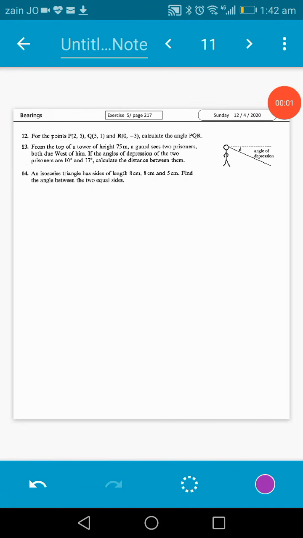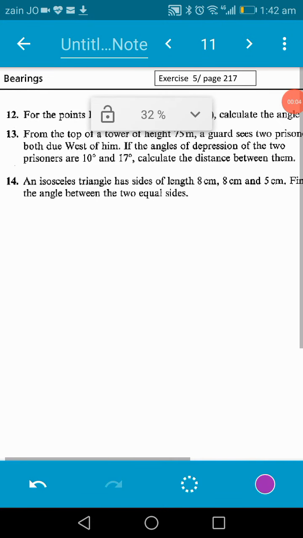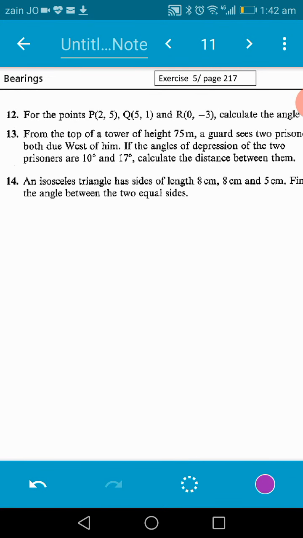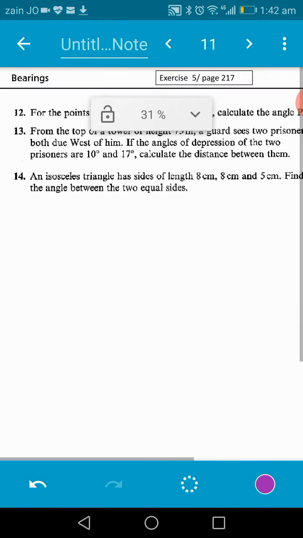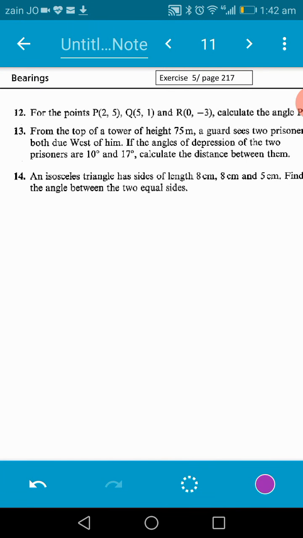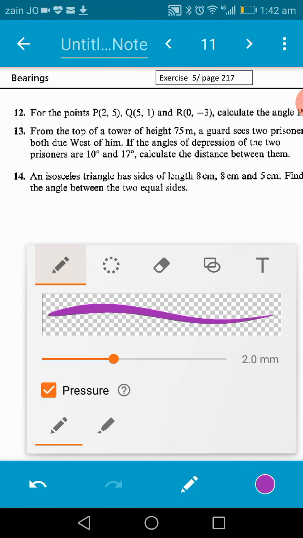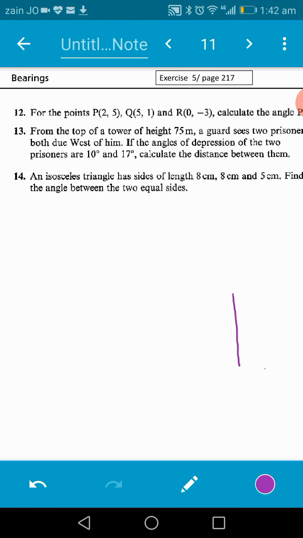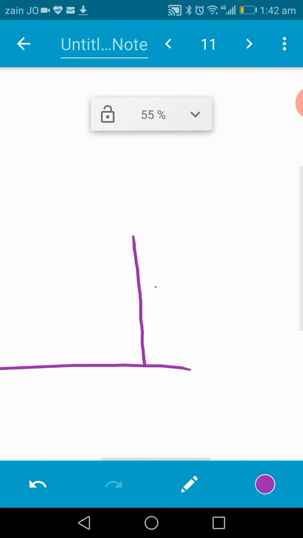Okay, teacher, I'm going now to solve question number 13. Here we have two concepts: angles of depression and angles of elevation. You have to understand what angles of depression and angles of elevation mean. So question number 13: from the top of a tower, you have this tower of height 75 meters.